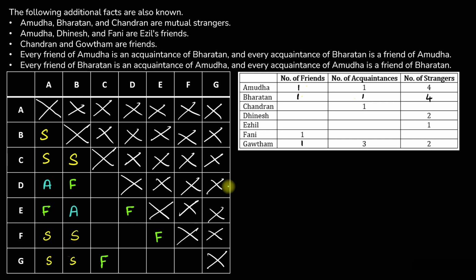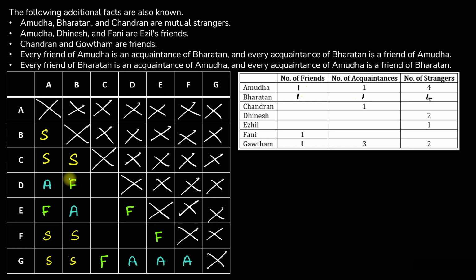Okay. Fine. Now let's look at G. For G, we know there is one friend, which is already figured out, and there are two strangers, which is already figured out. That means the remaining people must all be acquaintances. So the three acquaintances of G are D, E and F, right? Fine. Next, for A and B, we have figured out everyone. For A, there are four strangers, one acquaintance, one friend. For B, there are 1, 2, 3, 4 strangers, one acquaintance, one friend. So we have figured that out, right?